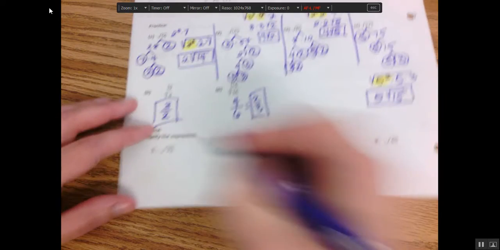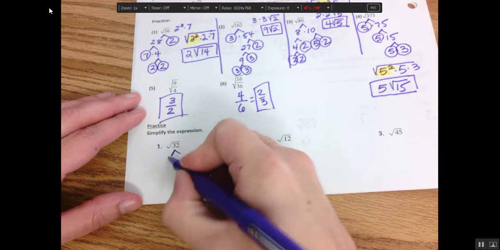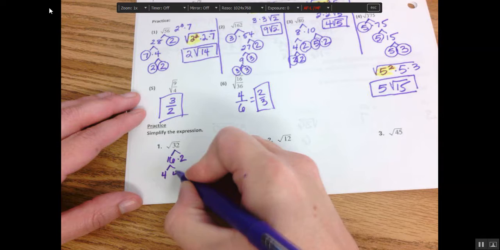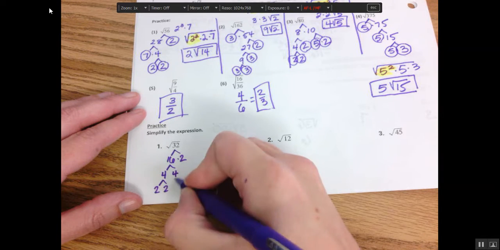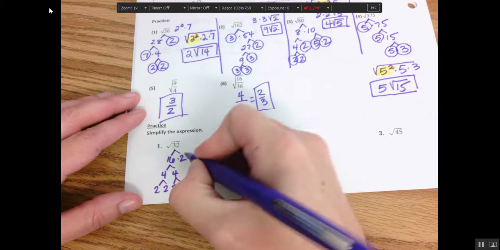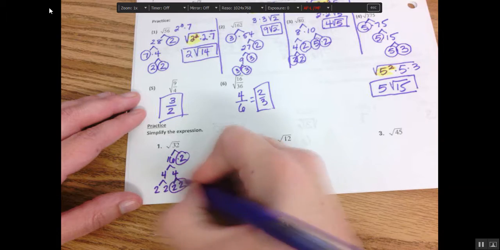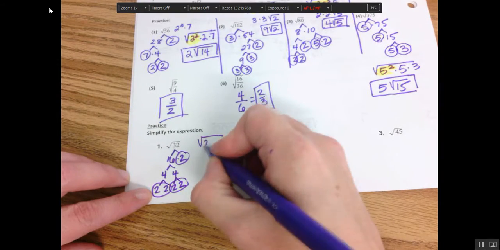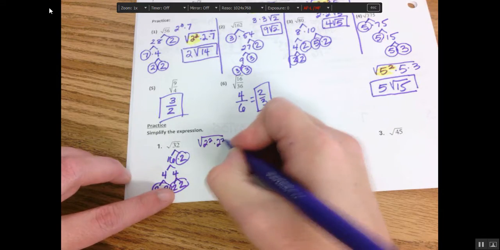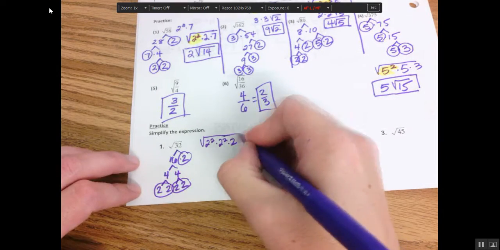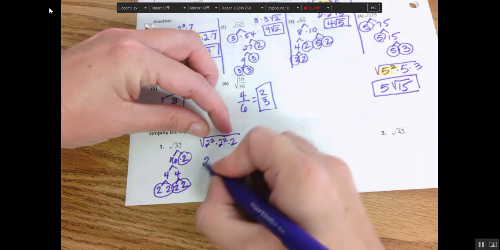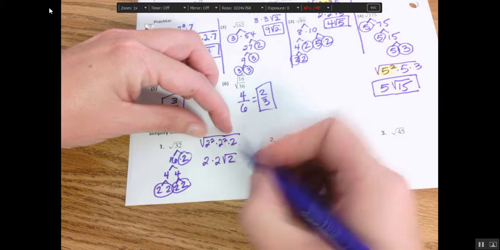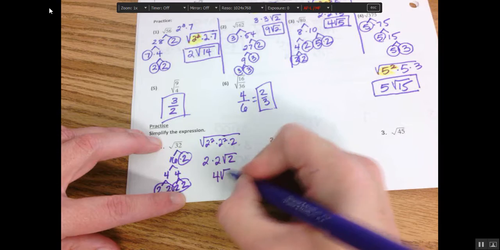Okay, for 32, I think most of you split it into 16 times 2, and then 16 could be 4 times 4, and each of these are 2 times 2. So technically you have 5 2's, which would be 2 to the 5th, but I like to put them in pairs, 2 squared, and one more 2. So those each came out, 2 times 2. This one's left, and that gave you 4 root 2.